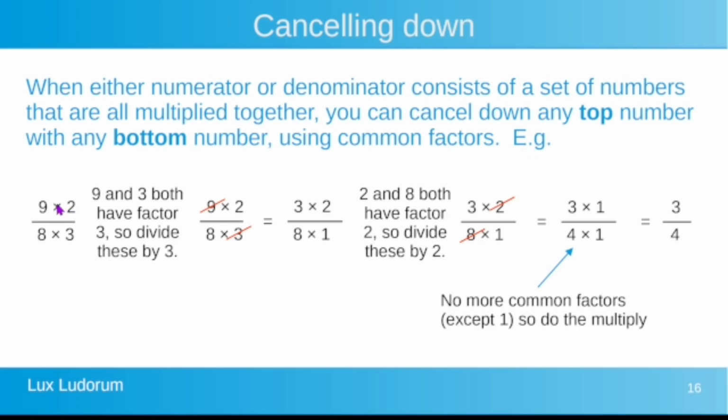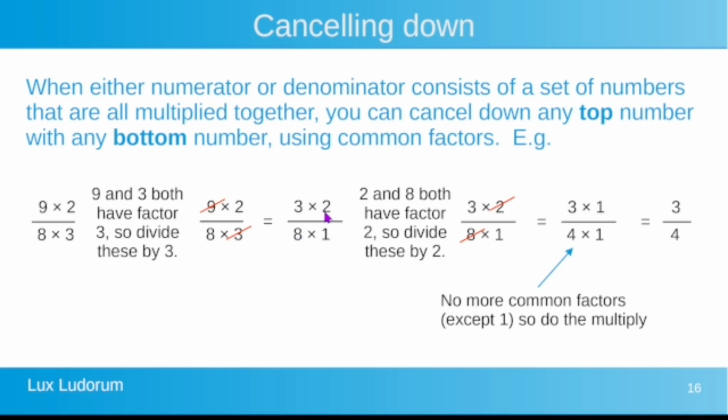For example, here we've got 9 being multiplied by 2 and 8 being multiplied by 3, so it's multiply all the way on the top, multiply all the way on the bottom, so we can use this method. We see that 9 and 3 both have a common factor of 3, so divide both of these numbers by 3. Instead of 9, we divide that by 3 to give 3. Here, instead of 3, we divide that by 3 to give 1. And the other two numbers, we just write them as before. So now we've got 3 times 2 over 8 times 1.